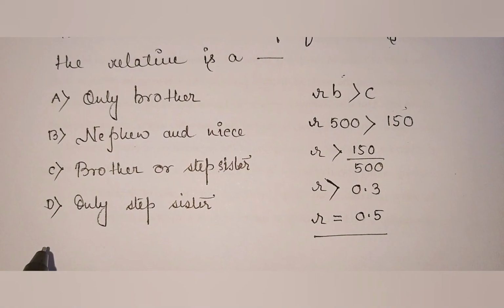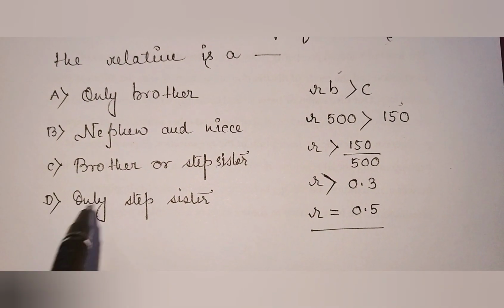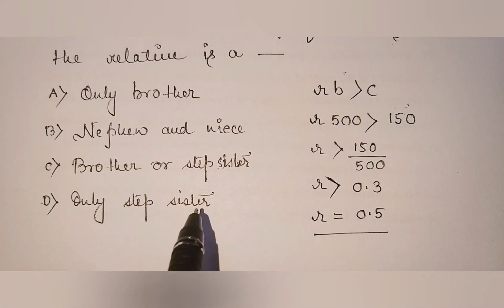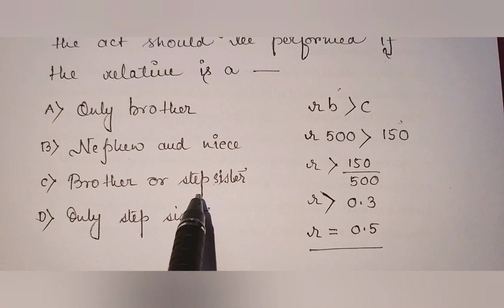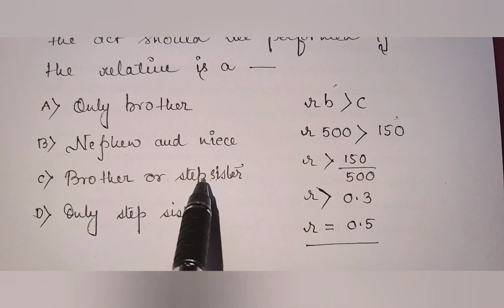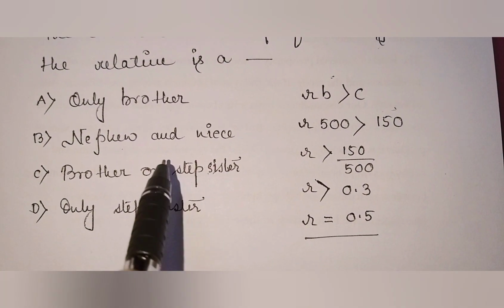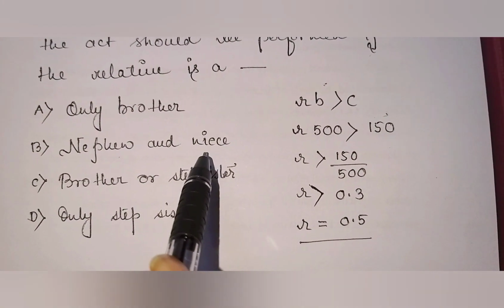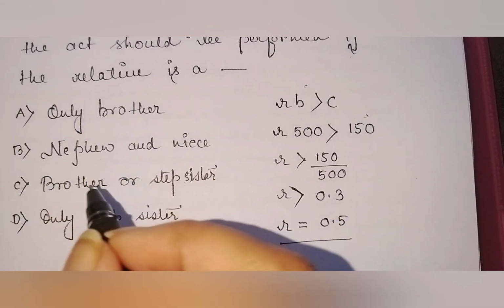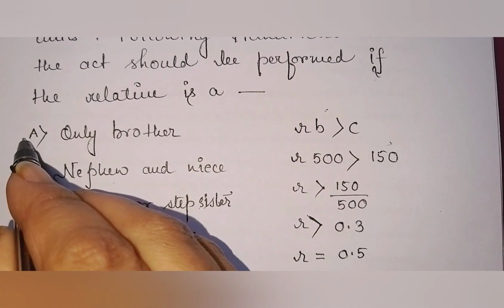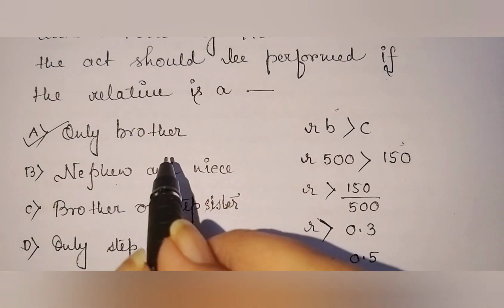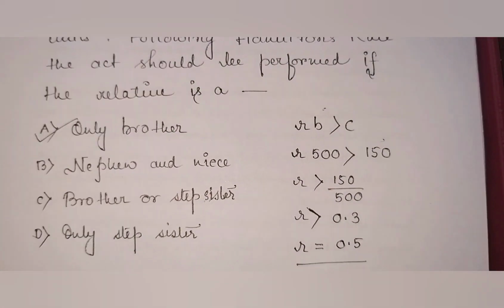Now you come to eliminations first. Stepsister eliminated, cannot happen. Brother or stepsister, this option also is not going to fit here because this term is there. Nephew, niece is cousins, right? It will never ever fit. Only remaining option which fits to this condition is only brother. So our correct answer is only brother.